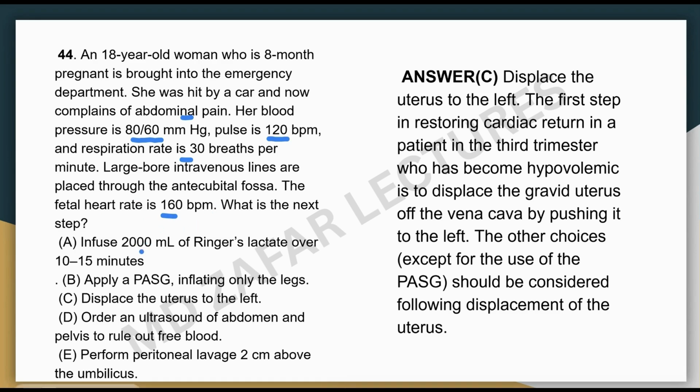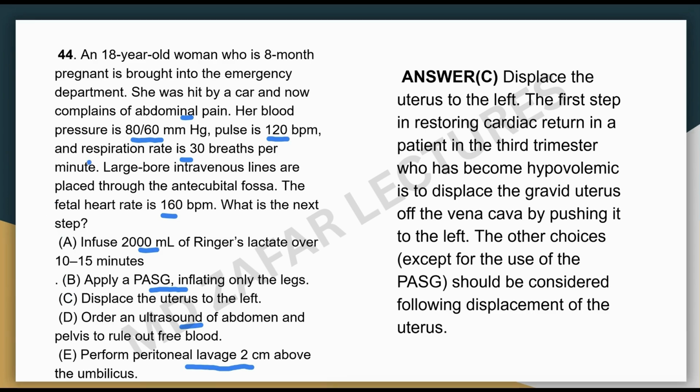Should the patient be infused 2 liters of Ringer? Should there be application of a PASG device to stop the bleeding, or should it be followed with the displacement of the uterus to the left, or an abdominal ultrasound, or perform a peritoneal lavage? So, in this scenario, the most important thing is that there could be a likely development that the uterus has compressed the inferior vena cava.